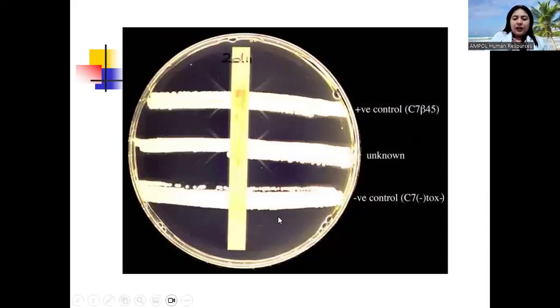So kung makita ninyo, the negative control, wala siya precipitin line. So kung kani siya positive control, this is your unknown organism and gibutang nimo tong filter paper impregnated with antitoxin. Okay? So kung sa unknown nimo, after 24 hours of incubation, naay precipitin line, meaning that is positive. So, meaning naay toxin or diphtheria toxin.